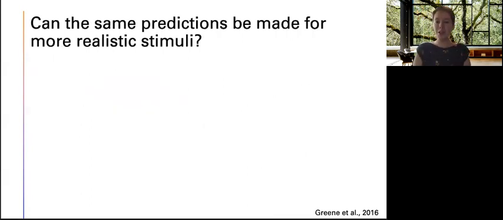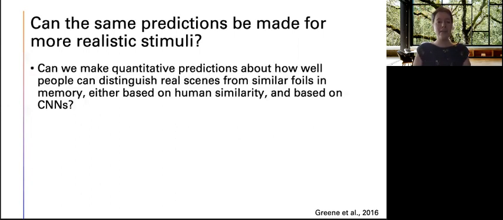The question of the current project is, can the same predictions be made for more realistic stimuli? More specifically, can we make quantitative predictions about how well people can distinguish real scenes from similar foils in memory, either based off of human similarity or based off of CNNs?